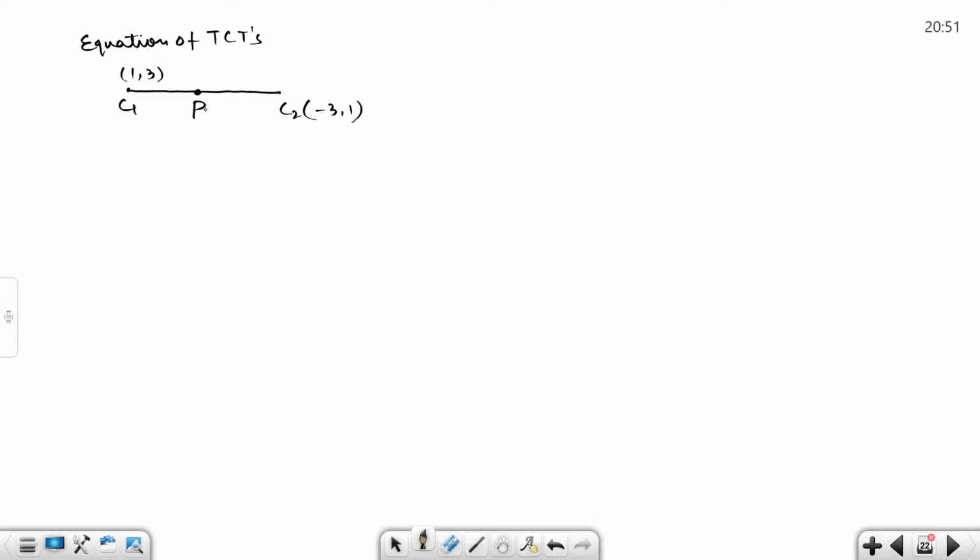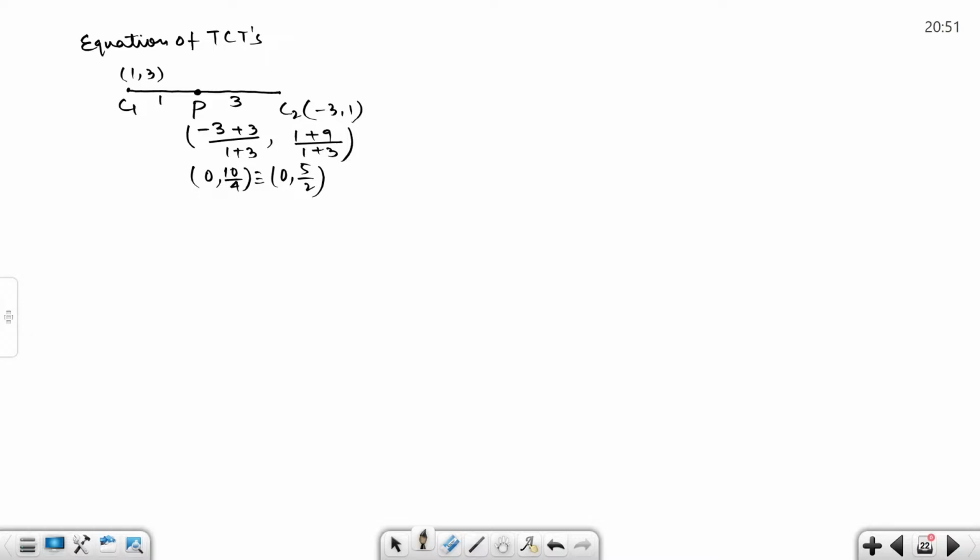So point P will divide this line joining C1 and C2 in the ratio of their radii, which is 1:3. So this is 1 and this is 3. Is it clear? So what will be the coordinate of P? It's (-3 plus 3) divided by (1 plus 3) and (1 plus 9) divided by (1 plus 3). Am I correct? So your point P is nothing but (0, 10/4), which gives us (0, 5/2). So this is the point.